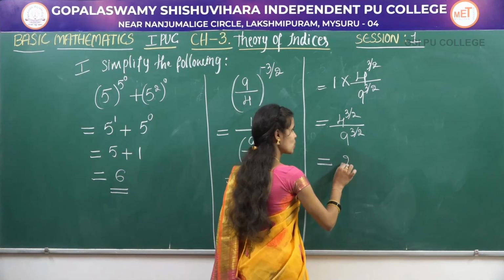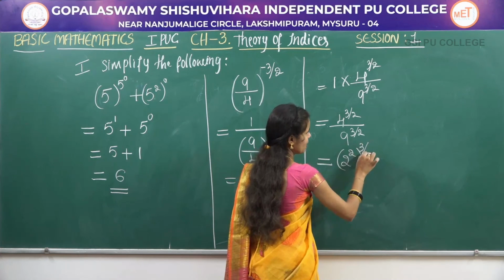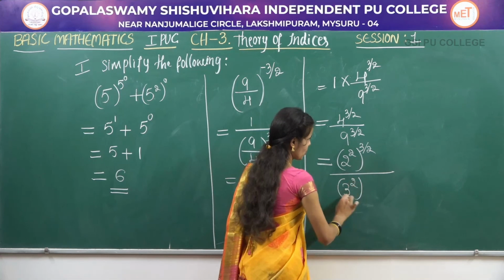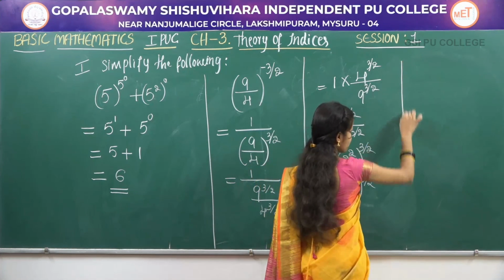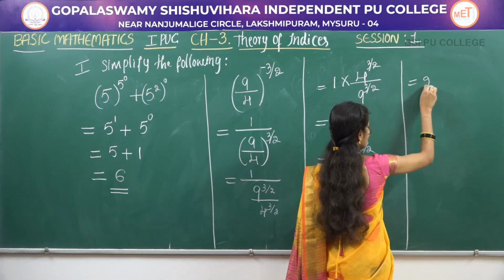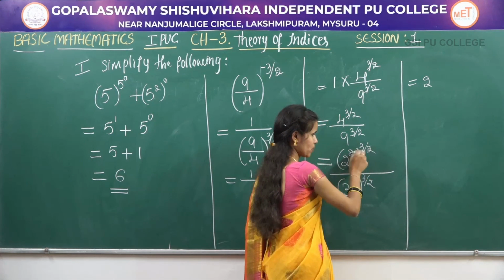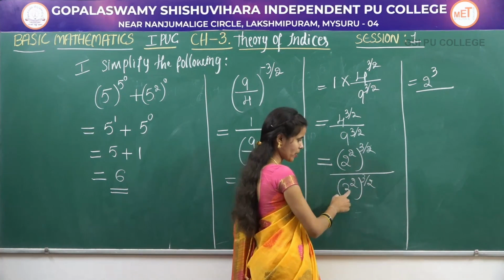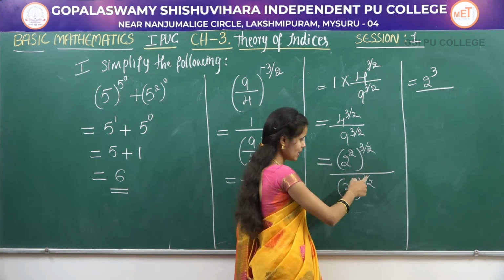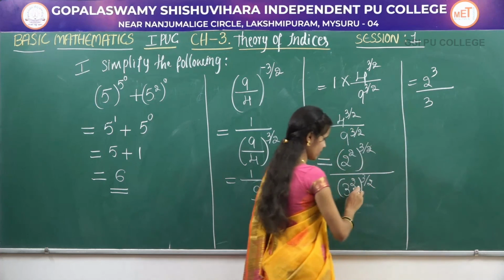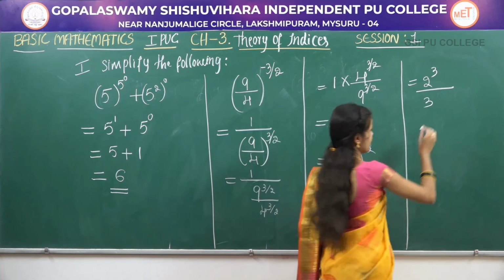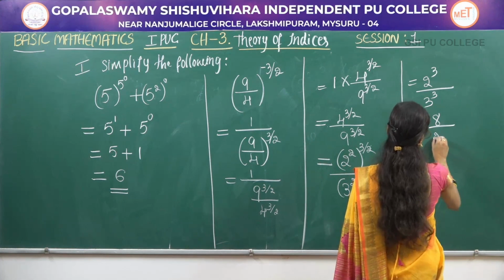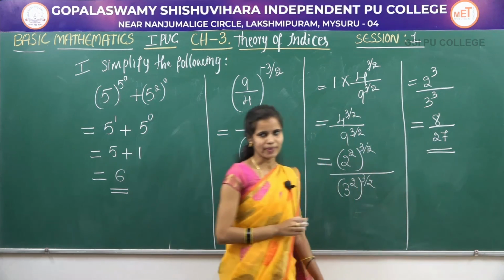Here 4 can be written as 2 square whole to the power of 3 by 2, divided by 9, which can be written as 3 square whole to the power of 3 by 2. So apply the third law of exponents: there are 2 powers, multiply the powers. So 2 into 3 by 2, the 2 gets cancelled, 3. So 2 cube is 8, and 3 cube is 27. So 8 by 27.